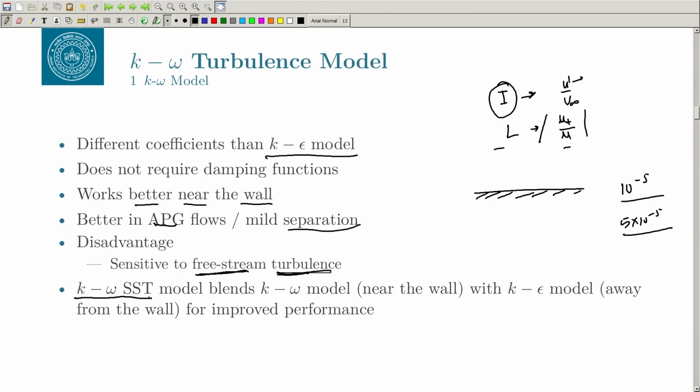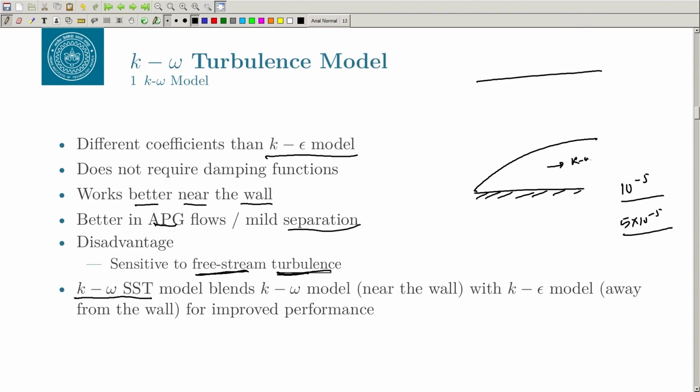So, to improve this situation, we use a model called the k-omega SST model. You have this k-omega model. Let me draw a picture here. Let us say this is your boundary layer and this is your free stream. You have a model which works very well here, which is the k-omega model, and then there is a model which works very well away from the boundary layer, which is the k-epsilon model.